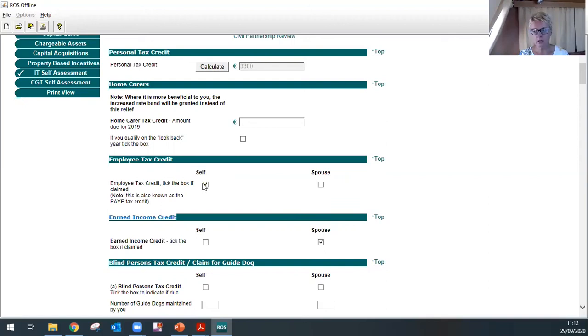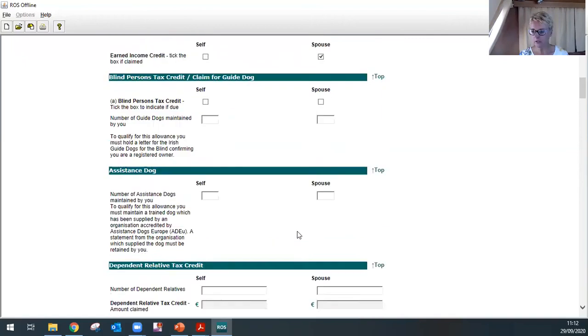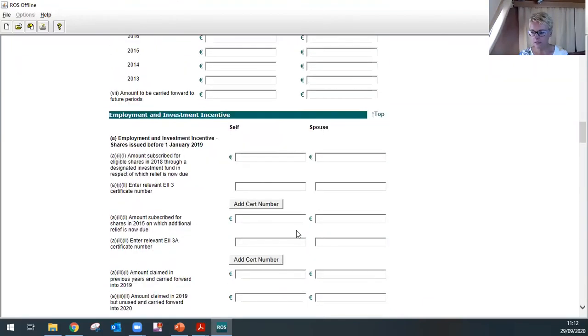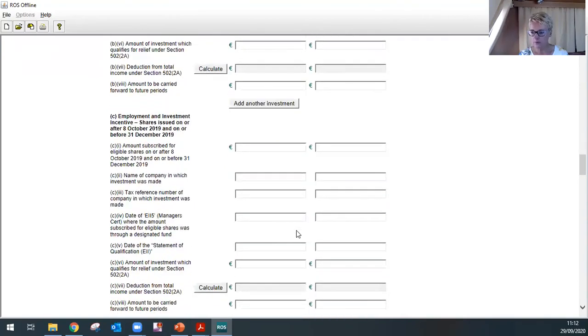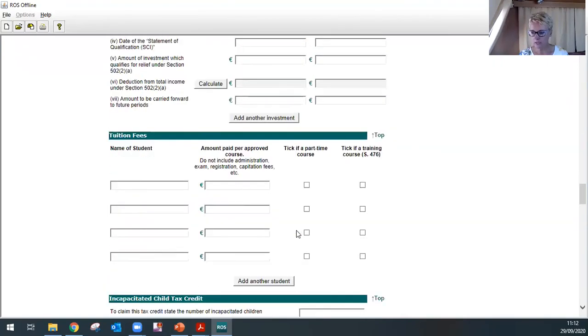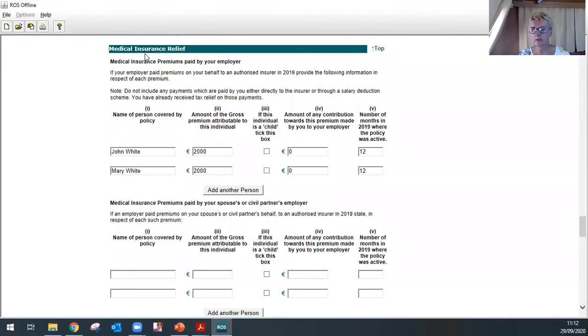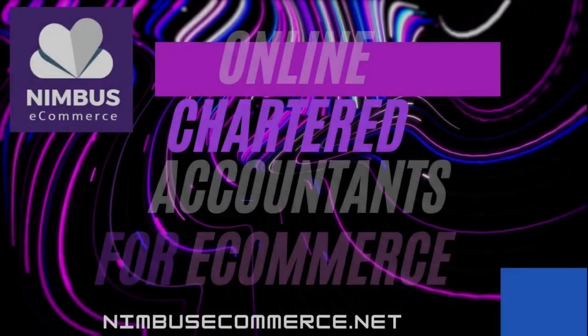So employee credit for John, earned income tax credit for Mary. These ones are the most important. What else? No other tax credits for them, I think. There will be some medical insurance relief. Yes, we have it here. Medical insurance relief. So that's for medical insurance premiums paid to VHI, sorry, Laya Healthcare or Aviva or whoever provides the medical insurance.